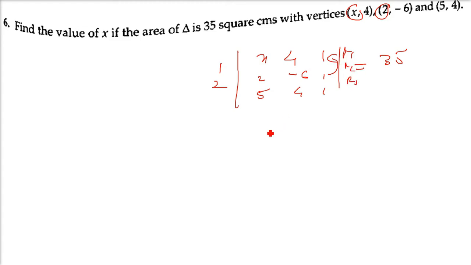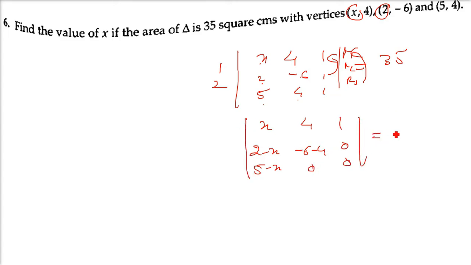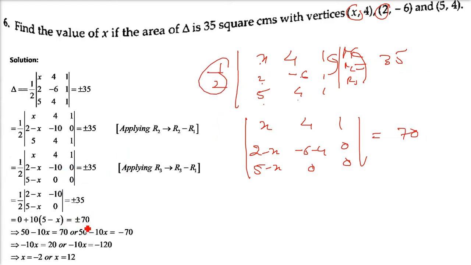This is what we generally do. X 4 1. So x 2 5, 4 minus 4 6, 5 4 minus 4 6 4. So it is 2 minus 6 minus 4, 1 minus 1 is 0. Now the row 3 minus row 1. So 5 minus 6 it will be 1 minus 4 is 0, 1 minus 1 is 0. So this is equal to 35 into 2, 70. Okay, now just open using the third column and just equate it.